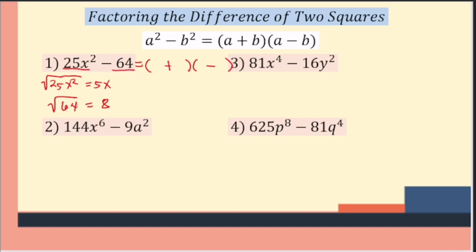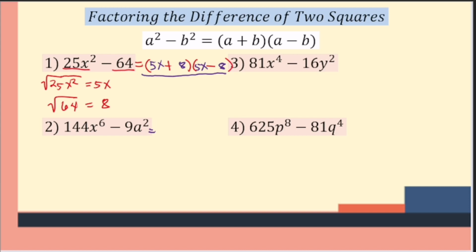So, ganyan po. At ilalagay si 5x dito sa first term ng parenthesis. Then, si 8 naman dito sa second term, sa loob ng parenthesis. And this is now your factor. 5x plus 8 times 5x minus 8. So, ganun lang po siya.